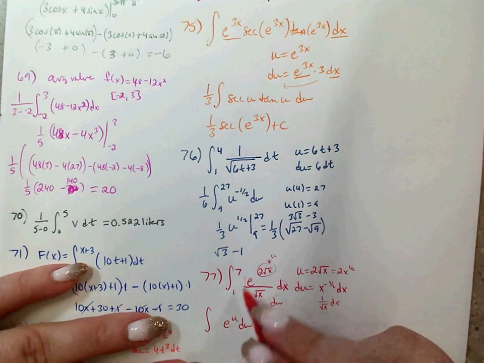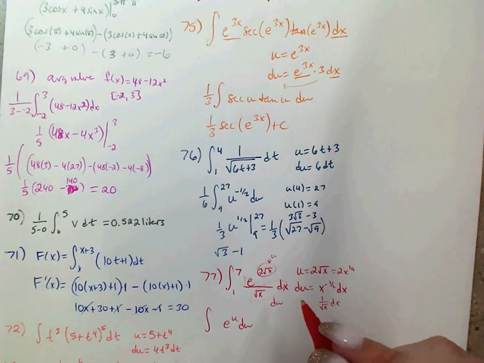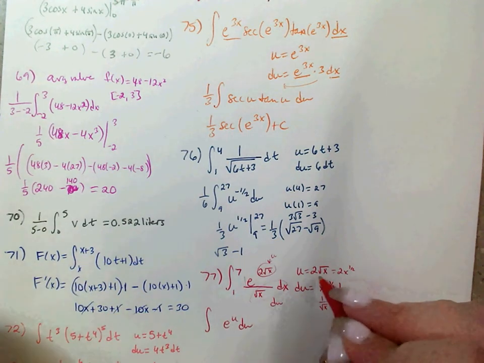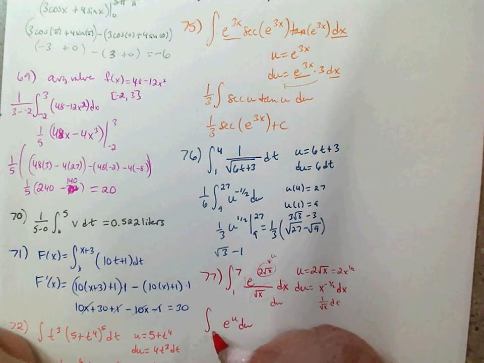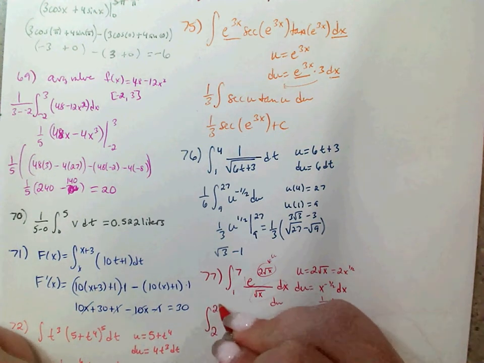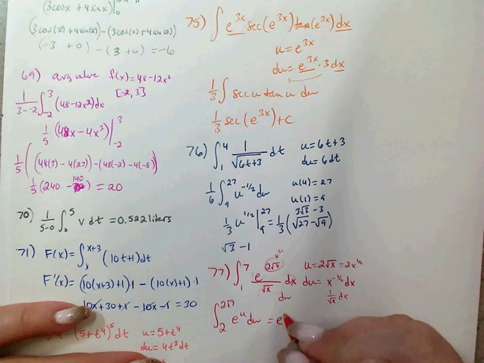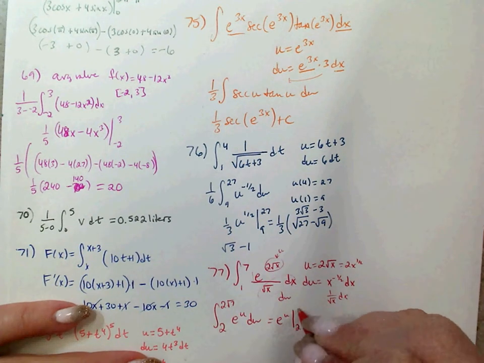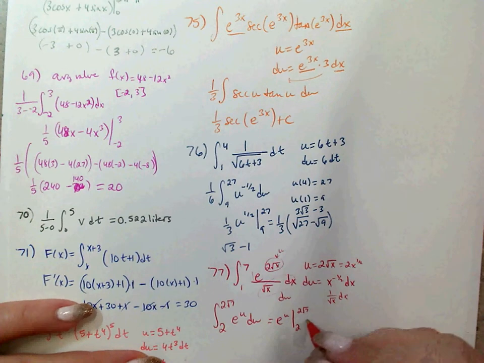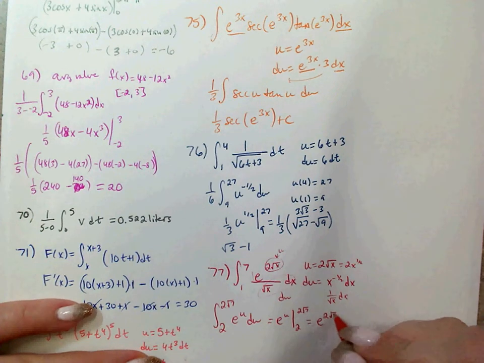I'm going to go ahead and evaluate at my endpoints. So I'm going to plug in 1, 2 times the square root of 1 is just 2, and then 2 root 7. So the antiderivative of e to the u is e to the u, evaluated from 2 to 2 root 7. Final answer is going to be e to the 2 root 7 minus e squared.